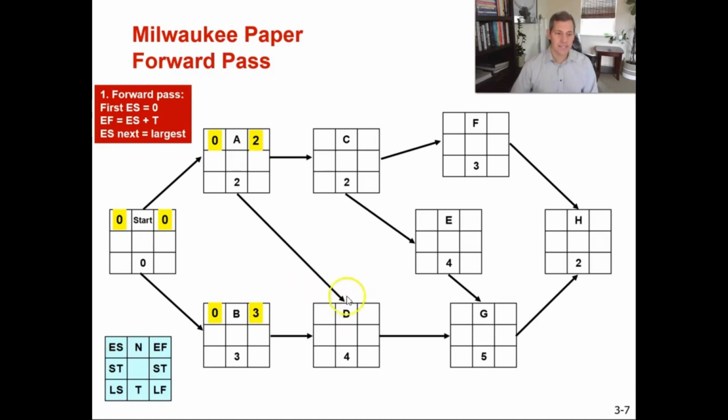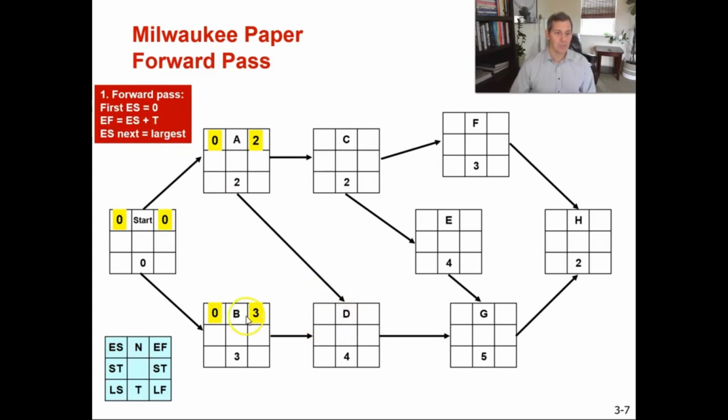Now let's go to D. Okay, we're not going to go to C, we're going to go to D. And we're going to go to D because D has 2 immediate predecessors. This is the first time you've got to make a decision. So D has 2 immediate predecessors. For our rules, you're going to pick for your early start the largest of the immediate predecessors.